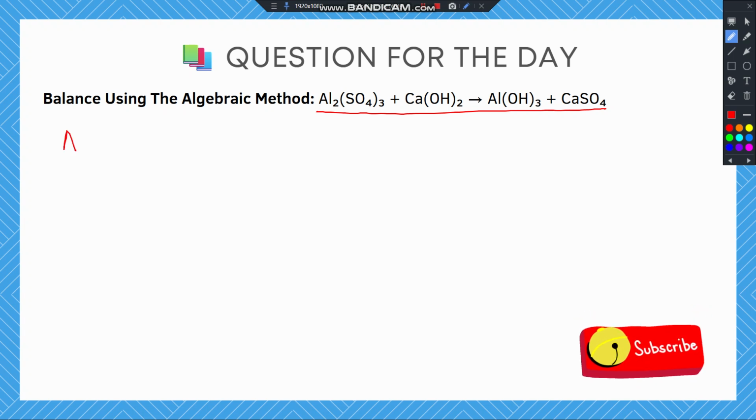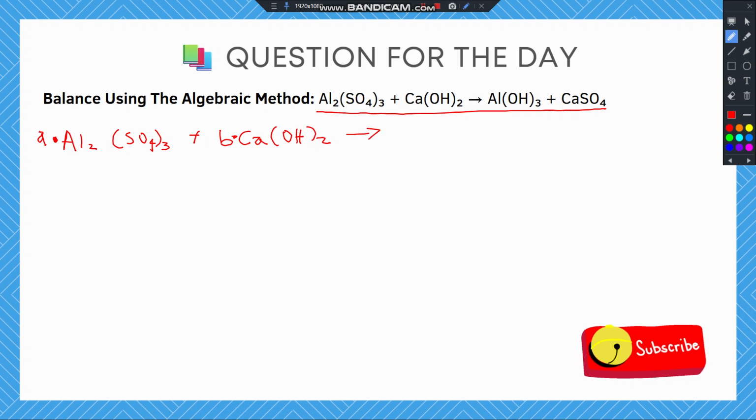We have the first compound Al₂(SO₄)₃. There is a particular coefficient that should stand in front of this compound in order to balance it. And that coefficient will be represented by a letter. Let's represent it by the letter A, since we do not know what the coefficient is. And then we have the next compound, which is Ca(OH)₂. So let's represent the coefficient using the letter B.